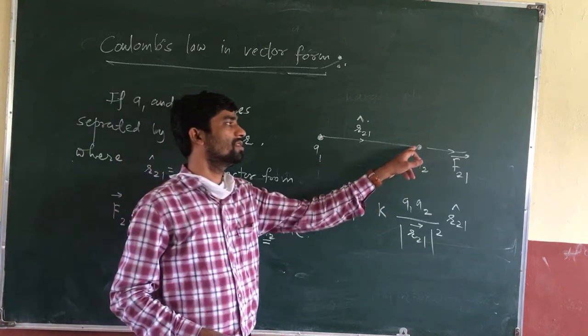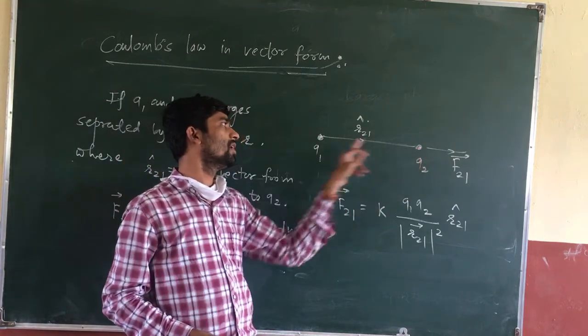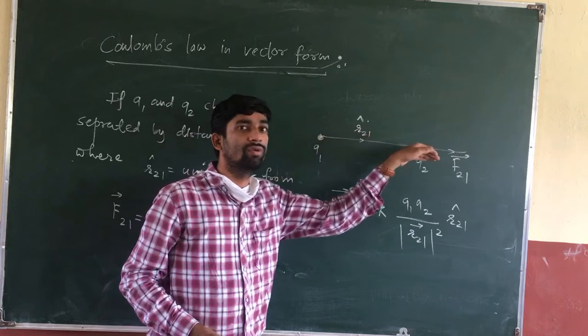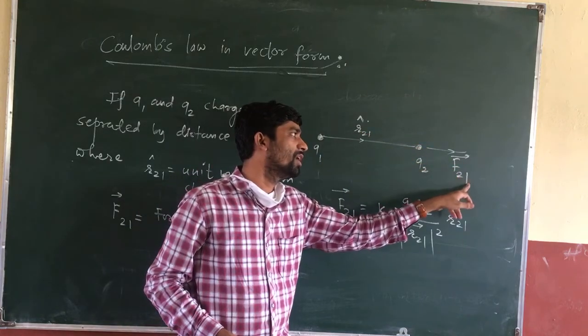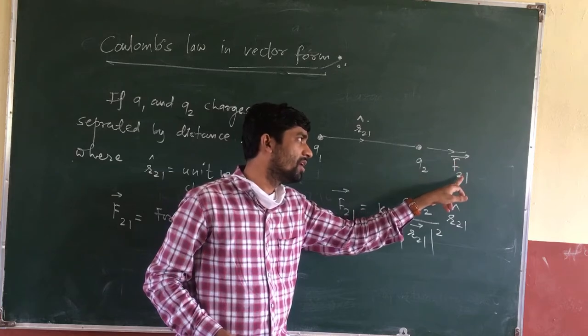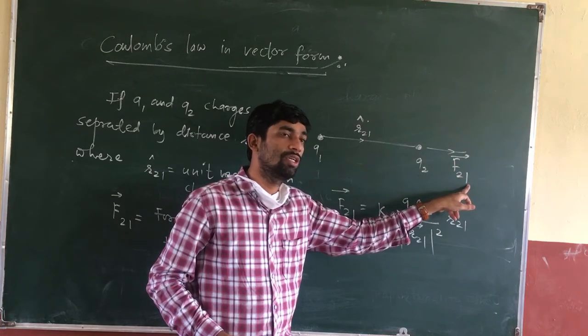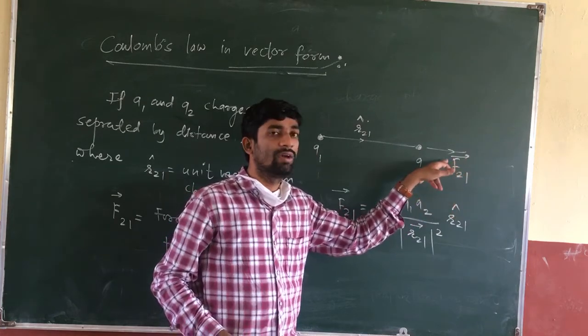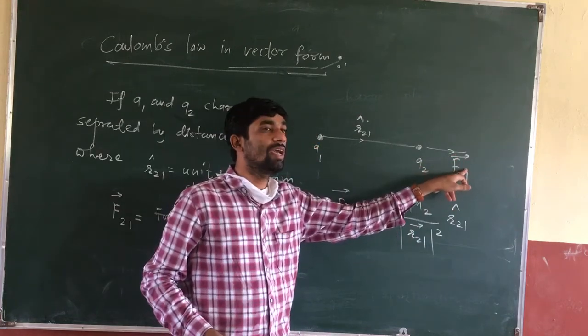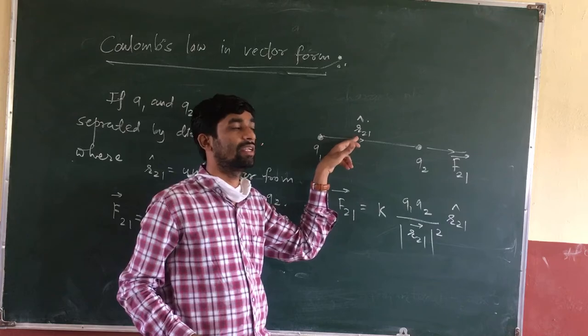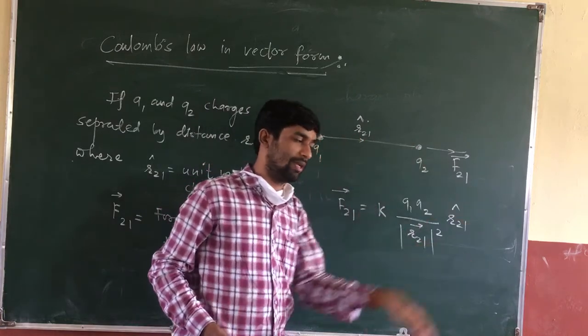So this is the charge q2, and on this charge q1 will exert a force. This force is F21, the force on charge q2 due to the charge q1, and this force direction and this unit vector direction are both in the same direction.